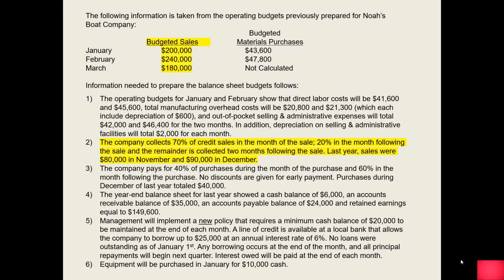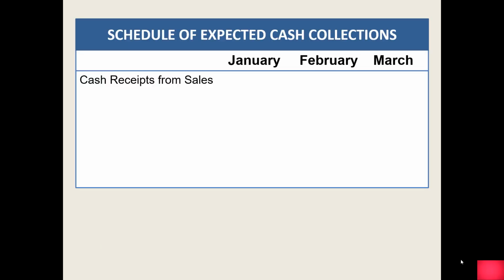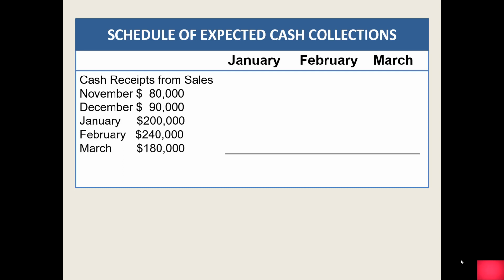Sales are expected to be $200,000, $240,000, and $180,000 over the 3 months, and we expect to collect 70% during the month of the sale, 20% in the month following the sale, and the remainder is collected 2 months following the sale. Sales in November were $80,000 and December $90,000. I'm going to put that on this schedule so we can remember what all of our sales were. All of these were just given.